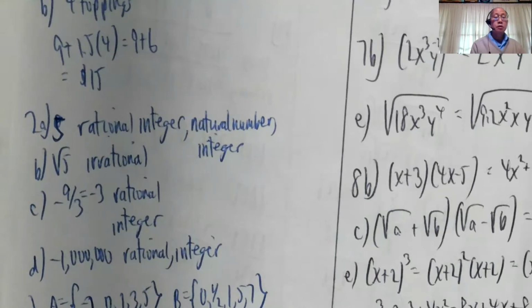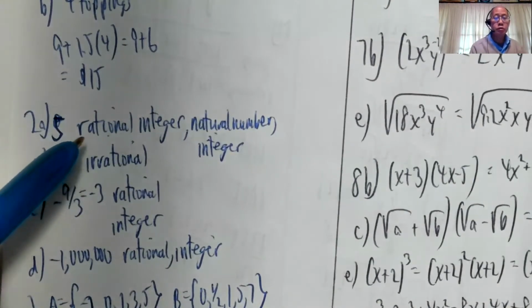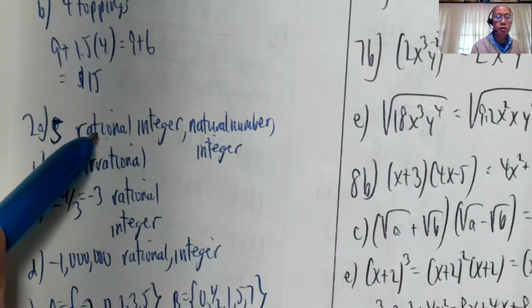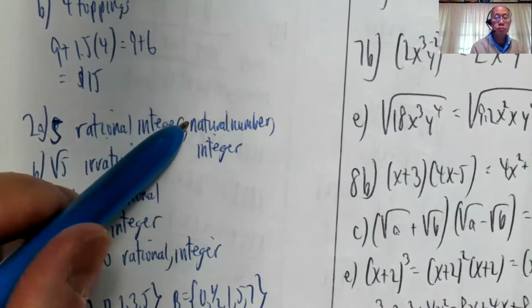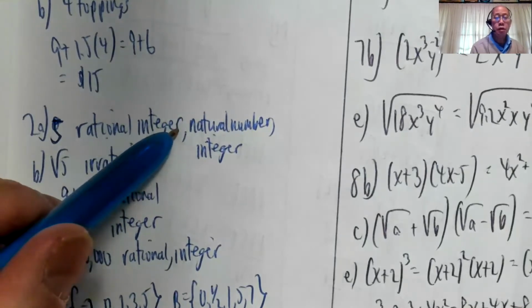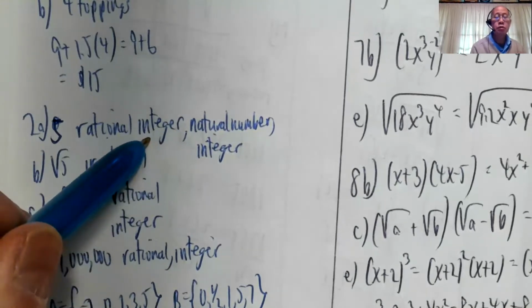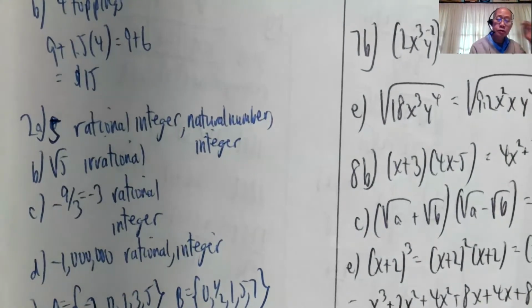Number 2, you're asked for rational or irrational numbers. Irrational numbers are like square roots and pi. 5 is a rational number. It's also an integer. It's a natural number. Natural numbers are 1, 2, 3, 4, 5, 6, 7, and so on. Integers are 0, 1, 2, 3, 4, 5, and their opposites, -1, -2, -3, and so on. Square root of 5 is irrational.